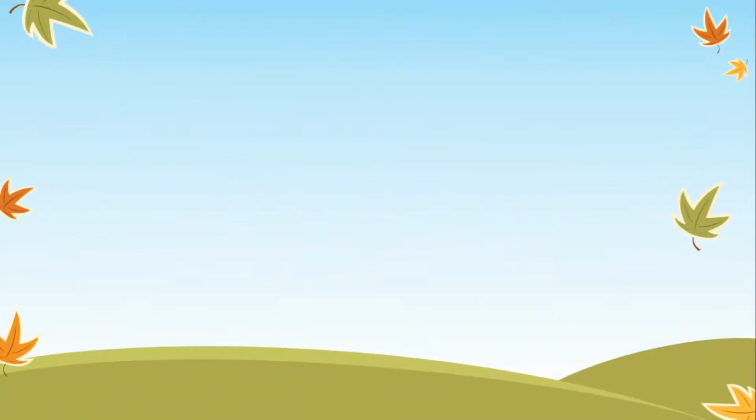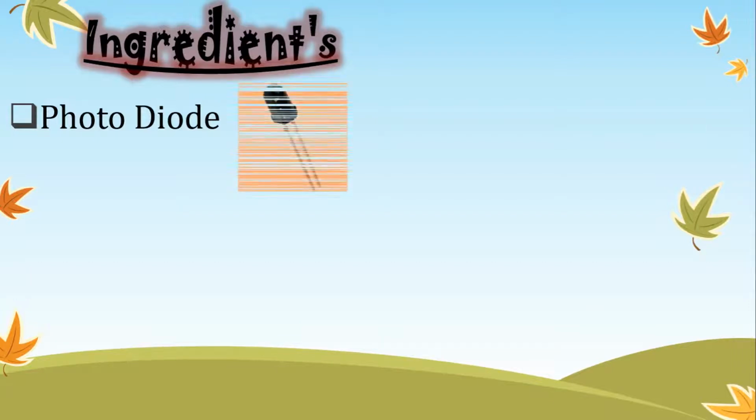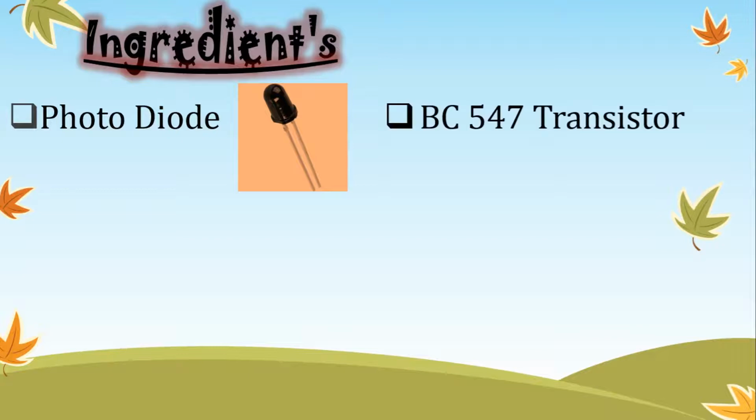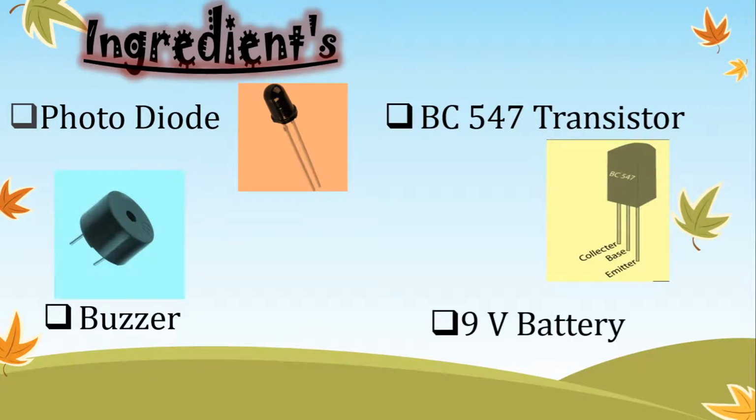First we will see the components required for making this project. We need a photodiode. This is the photodiode, the physical structure of the photodiode, and we need a BC547 transistor. It's an NPN transistor. This is the physical structure of the BC547 transistor, and a buzzer. This is the buzzer, and we need a 9-volt battery. So these are all the components required for developing our project.